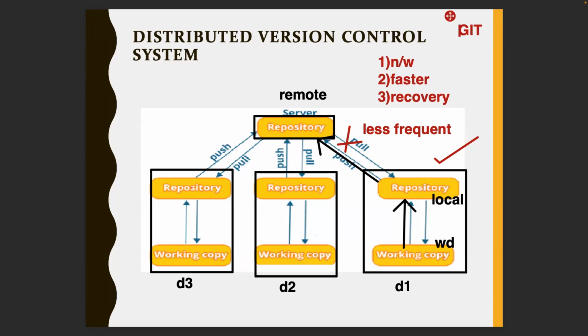Git and Mercurial, Fossil fall under this category of distributed version control systems.